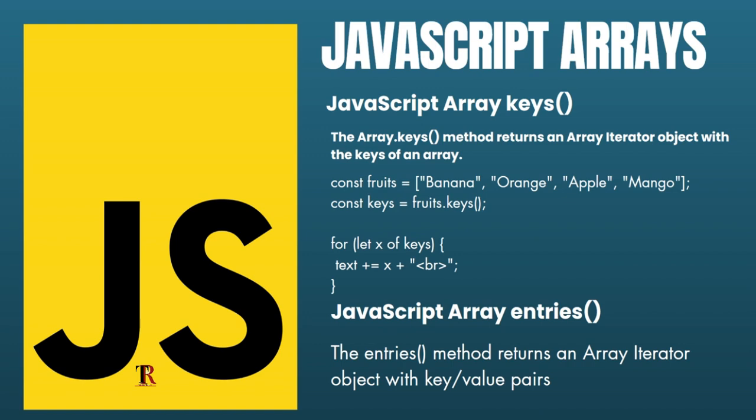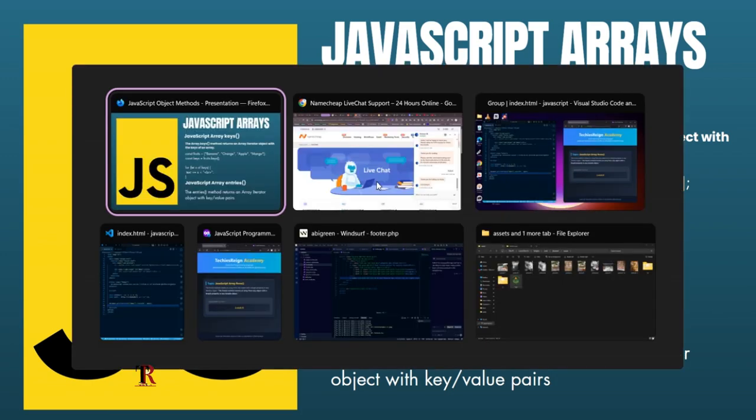So for example, if you have an array of fruits, like you can see on my screen right now, you can loop through it using the array for method to loop over each element of your array. After that iteration, it will return the results as an array iterator object with the keys of the array. So let's take a look at this example in my code editor.